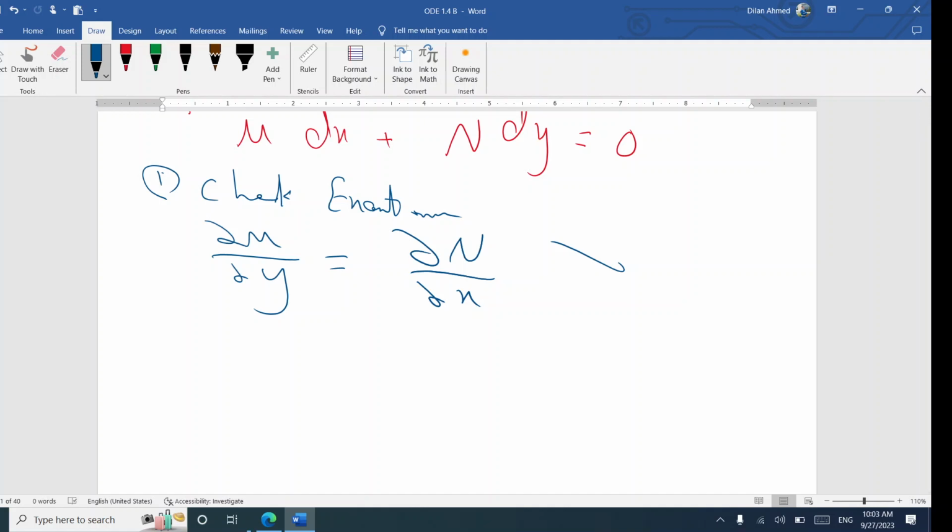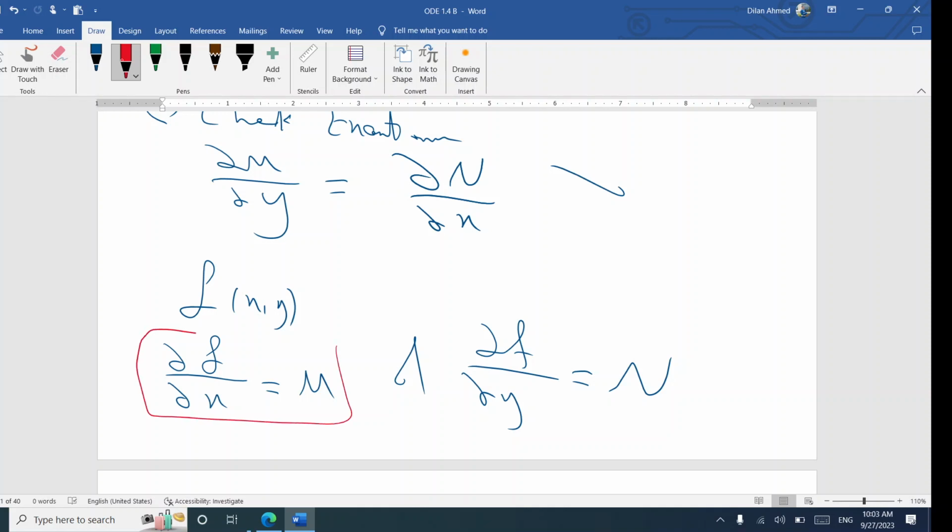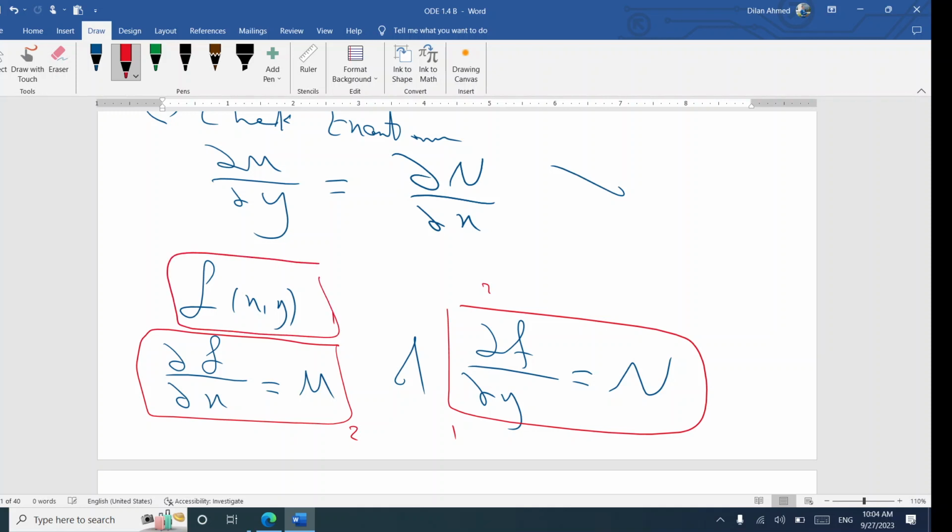Now, today, we are going to the next step: how to solve them. Briefly, we need to construct f, a function which contains x and y. How? You can say partial f by partial x equal to M, and partial f by partial y equal to N. We are going to use both of them, but at the beginning the student is free to use that one or that one, first or second. You got it? So our duty is to find f of x, y.